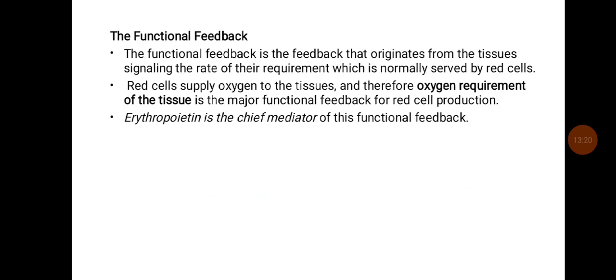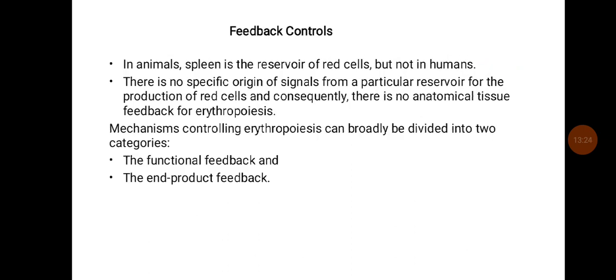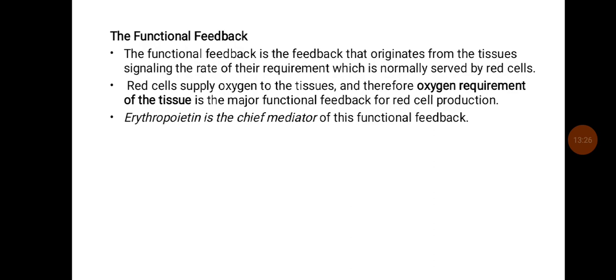Functional feedback is the feedback that originates from the tissues, signaling the rate of their requirement, which normally is served by the red cells. Red cells supply oxygen to the tissues, and therefore the oxygen requirement of the tissue is the major functional feedback for red cell production. Erythropoietin is the chief mediator of this functional feedback.